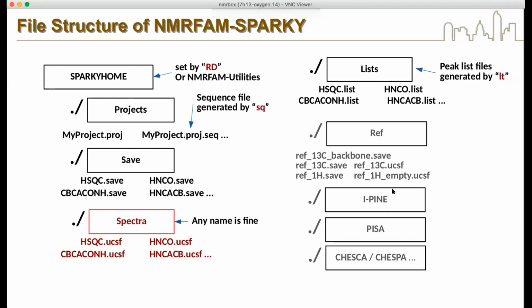And then depending on your analysis, such as iPine automated assignment, PISA-Sparky, Chaska-Sparky, these kind of automation tools will populate other subdirectories, and you will see the other job ID below this level. And you will have all these kind of data under Sparky Home. So basically, when you need to share, you can just entirely compress the Sparky Home and then ship to somebody else who needs to see your data, such as your PI.